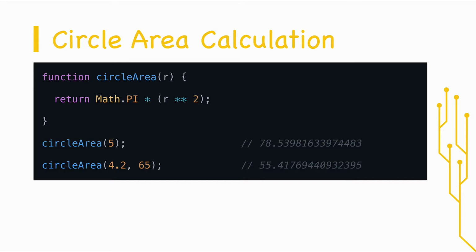So in this case, the first argument, or 4.2, is represented by the parameter named r, and inside the function we calculate pi r squared and return the value. And the argument 65 is discarded. It is still available inside the arguments object, however it's not used in our calculation.